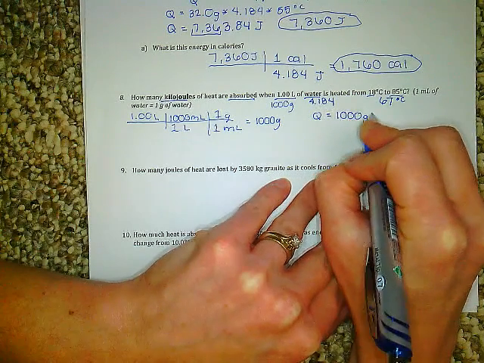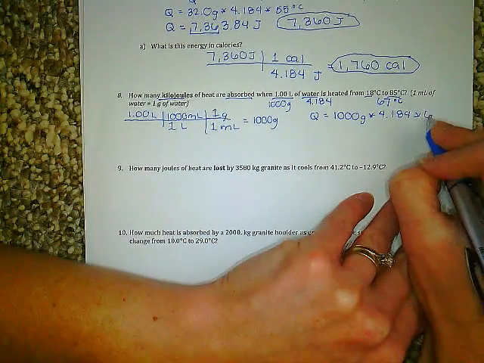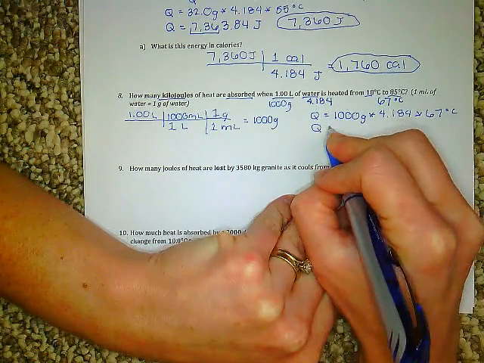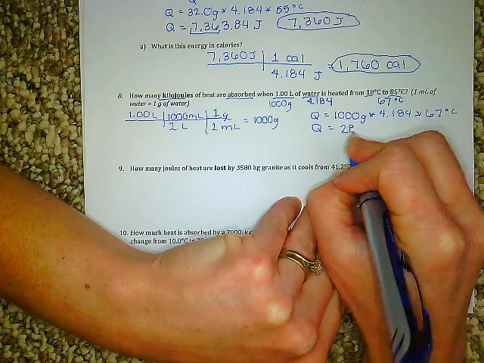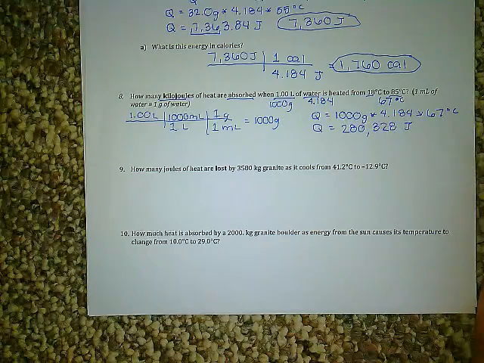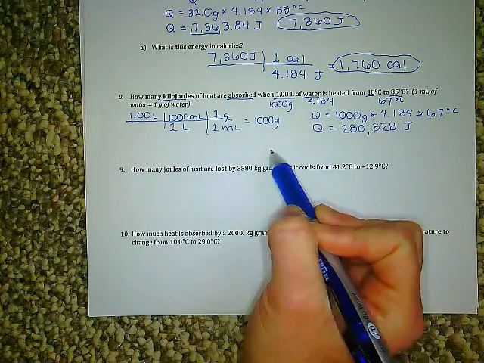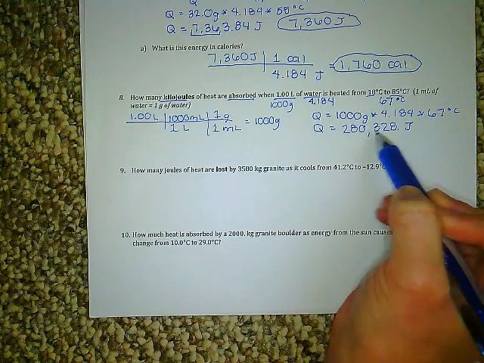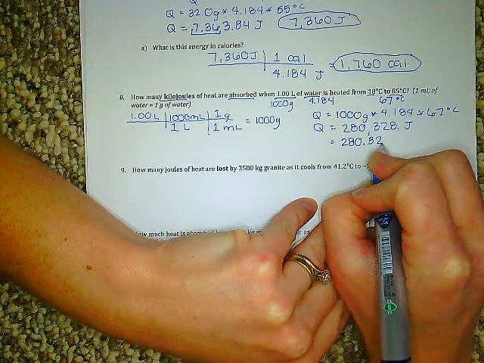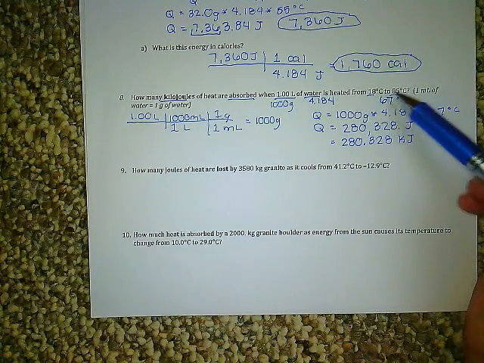And now let's plug that into our equation. So we've got 1,000 grams times 4.184 times 67 degrees Celsius. And when you put that into your calculator, you are going to get, again, a rather large number. And that would be 280,328. And that is in joules. Now, before I look at sig figs, I'm going to make a note. This was in kilojoules. Well, if this is joules and we're trying to go to kilojoules, you're going to move your decimal 1, 2, 3 places to the left. So this is actually 280.328 kilojoules.